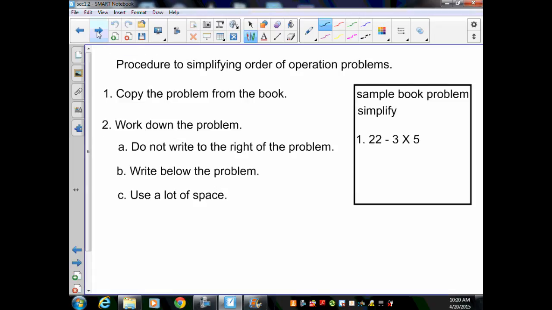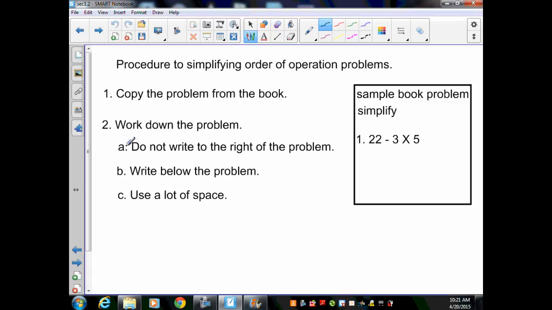Here's a procedure that we want to use when solving order of operation problems. Number 1, I want to copy the problem from the book. Number 2, I want to work down the problem. Don't work to the right. Don't write your sample problems to the right of it. Work down the page. A, do not write to the right of the problem. B, write below the problem. And C, use a lot of space because we don't want to make mistakes.